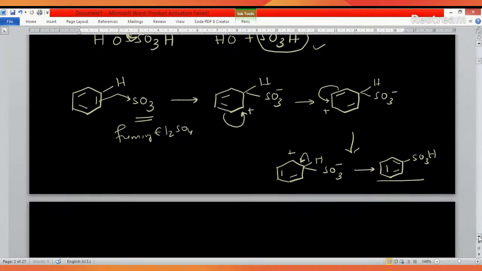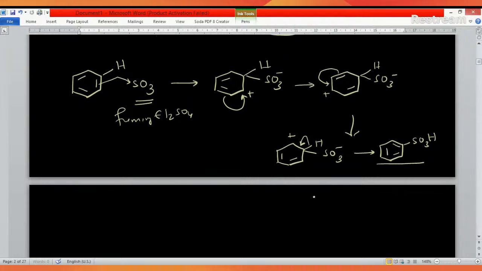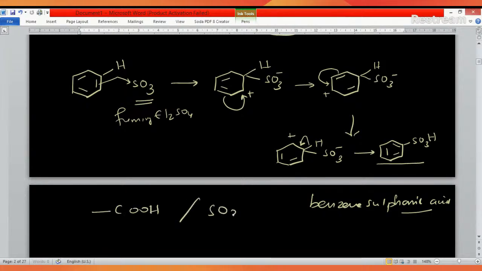So the final product can be called benzene sulfonic acid. The sulfonic acid differs from the carboxylic acid. Carboxylic acids have COOH. Sulfonic acid has the functional group SO3H. Benzene is bonded with that, and hence it is called benzene sulfonic acid.